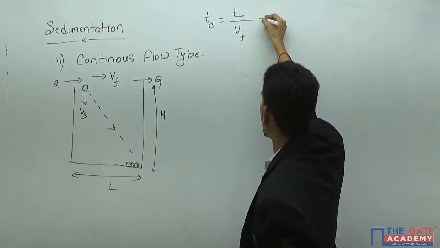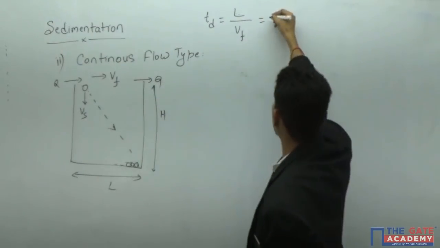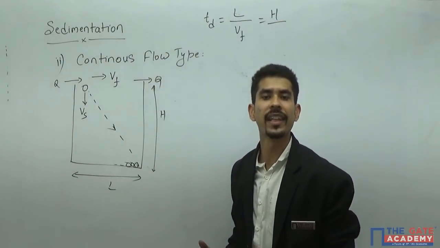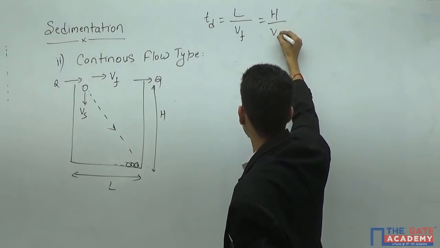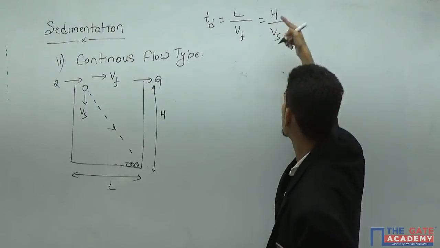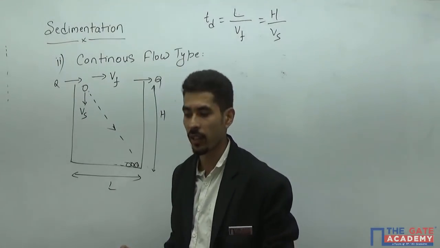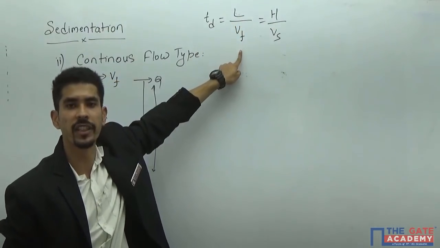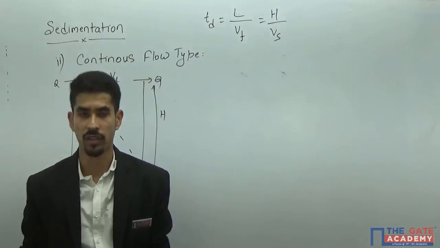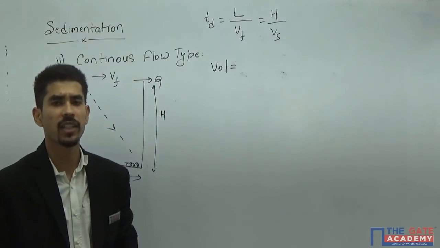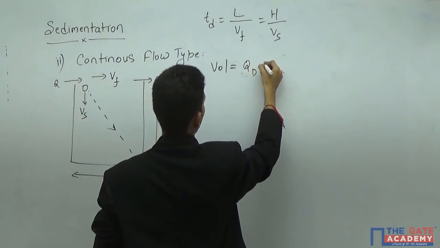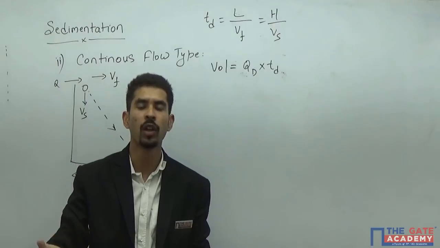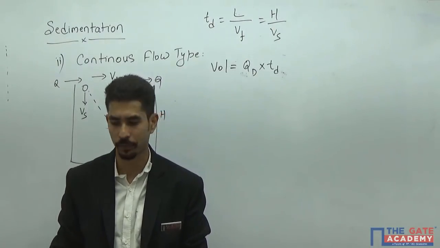So I can write another value of detention time from height, that is height divided by the velocity in the vertical direction, which is nothing but settling velocity. So I can write Td is equal to L upon Vf is equal to H divided by Vs. A simple relation obtained for detention time: length divided by flow velocity, height divided by settling velocity. The volume of the tank is computed as Qd into Td. Qd is nothing but the design discharge, which is equal to 1.8 times the average daily demand.